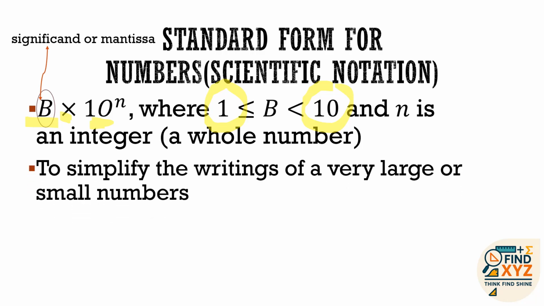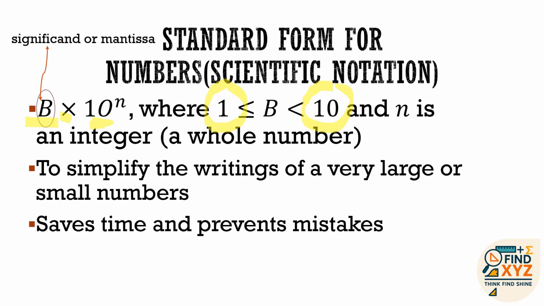Why is it very important for us to write numbers using the scientific notation or using the standard form? Firstly, it helps us to simplify writings of very large or very small numbers. If I ask you to write 150 billion 20 times, it will be a lot of stress. So, simplicity. The next thing is that it saves time and also prevents mistakes. Imagine scientists recording the size of an atom, writing a lot of zeros. One zero omission can change everything. So with a scientific notation, it will prevent all these mistakes.